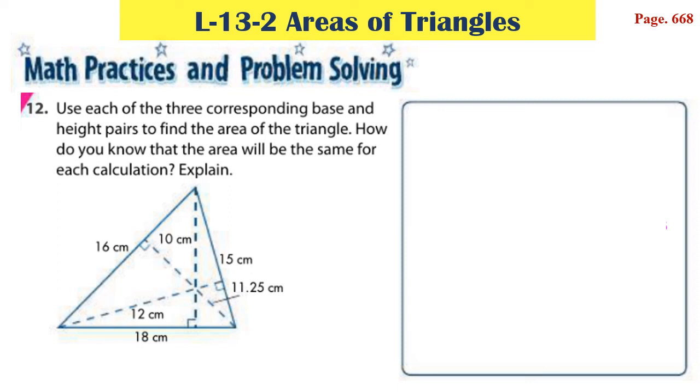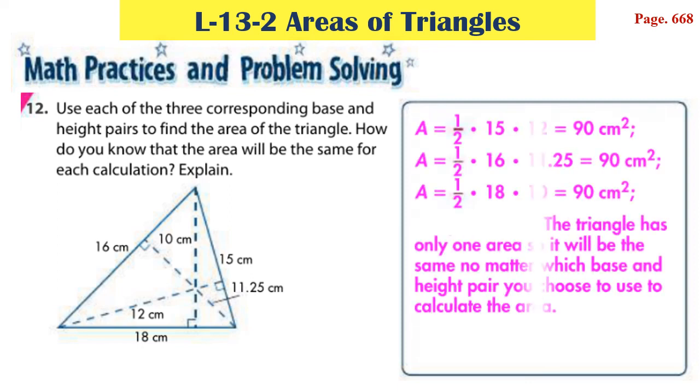Excellent. A equals 1/2 of 15 times 12 equals 90 square centimeters. A equals 1/2 of 16 times 11.25 equals 90 square centimeters. A equals 1/2 of 18 times 10 equals 90 square centimeters. The triangle has only one area, so it will be the same no matter which base and height pair you choose to use to calculate the area. Very good.